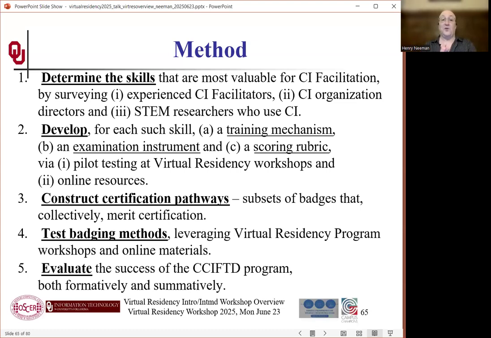So how do we do this? We determine what skills are necessary. So we've done some polling. For each of those skills, we develop a training mechanism, an exam, and a scoring rubric, and then we pilot test those. We construct certification pathways. So these are collections of badges that collectively get you the certification. We test these methods and we do an evaluation. We have an external evaluator.